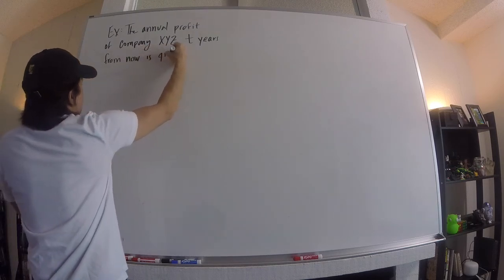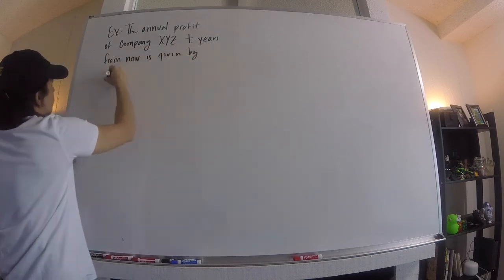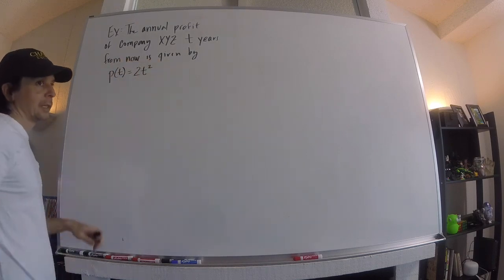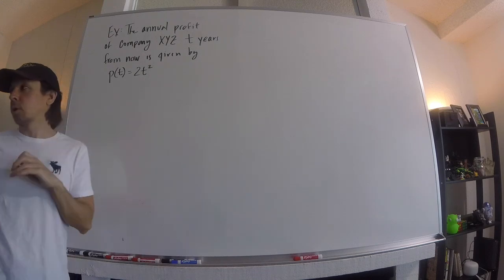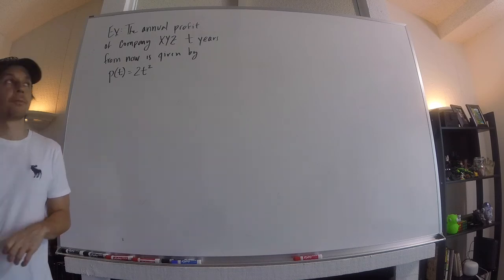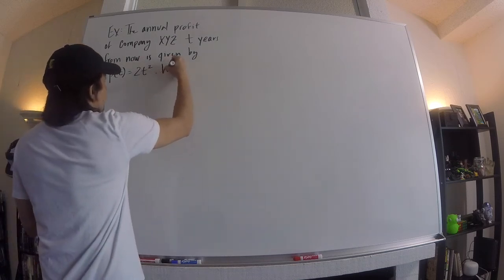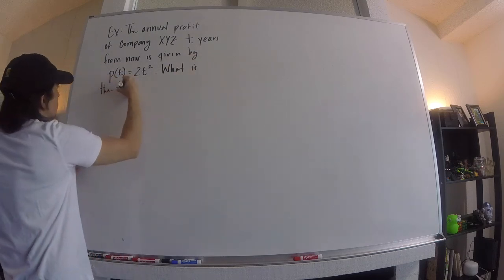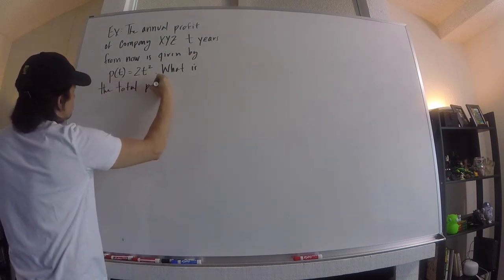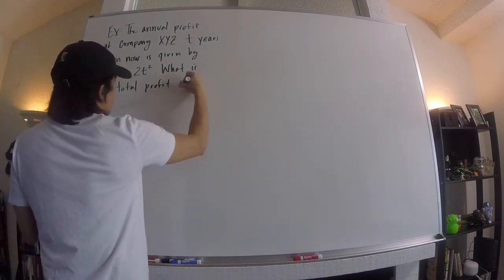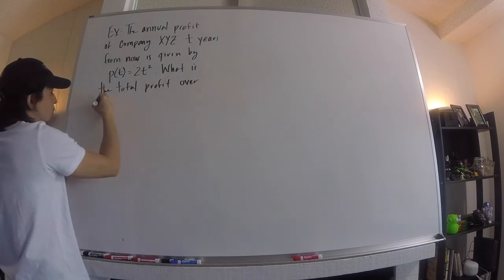is given by, and we're going to keep it simple. They'll give you slightly more terms and not as nice, clean functions for profit to work with. But here, to keep it simple, so you can follow along, we're just going to use P of T equal to 2T squared. What is the total profit over the next 6 years, meaning from T equals 0 to T equals 6?